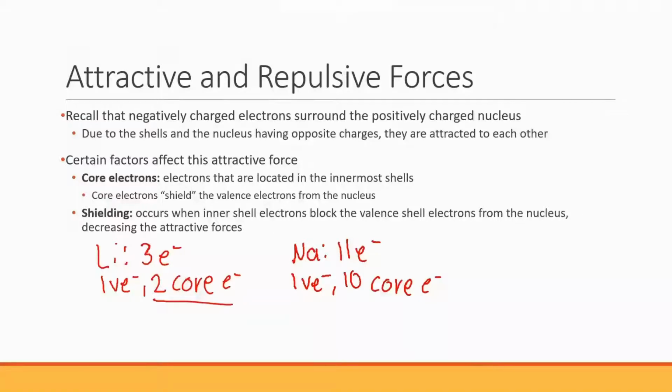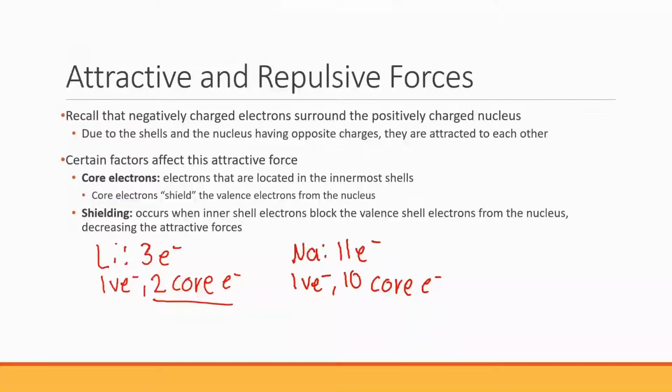Now we can clearly see that there's been a large change in the number of core electrons. Lithium only has 2 electrons engaging in any shielding, while sodium has 10 electrons engaging in shielding. Because of that, sodium's valence electron is experiencing more shielding and being more protected. So this is less attracted to the nucleus in comparison to lithium.